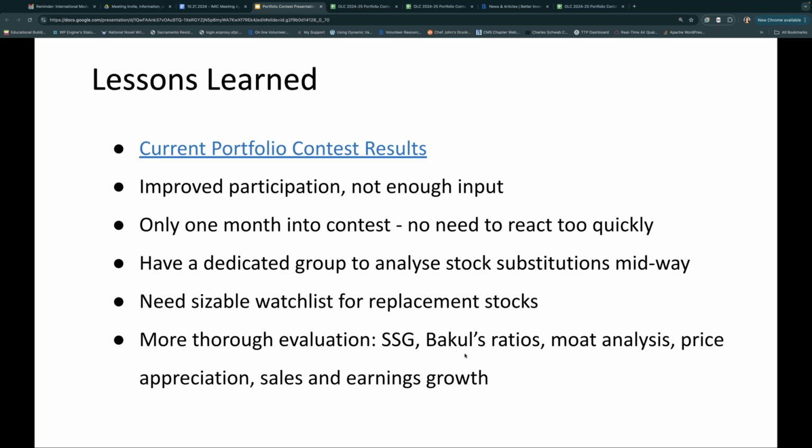And then Isla and I ended up being the ones to put this together. So our feedback is that we should have more thorough SSGs. We should use Balcool's ratios, do our mode analysis, look at price appreciation, sales and earnings growth.